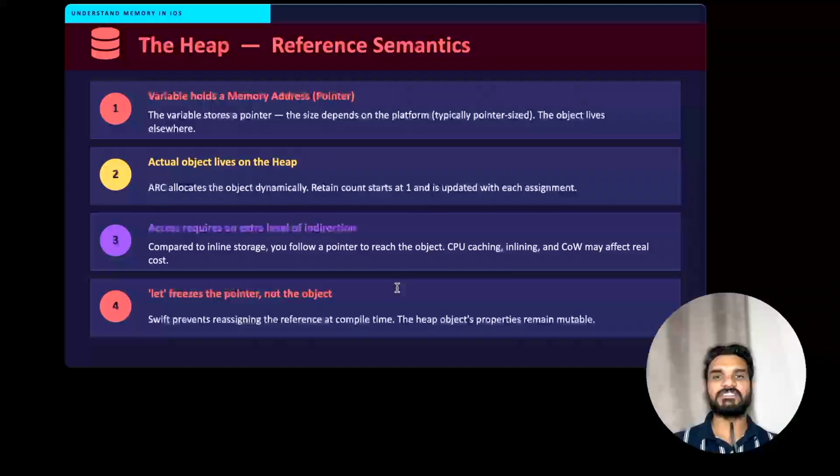Since the objects can be shared, Swift uses ARC to manage their lifetime. Each reference increases ownership, and when no references remain, the object is deallocated. Now, when we use let with classes, Swift freezes the reference, not the object, because the object is stored in heap memory and the stack is just keeping the pointer to that memory. So you cannot reassign the variable, but you can still mutate the object's properties.